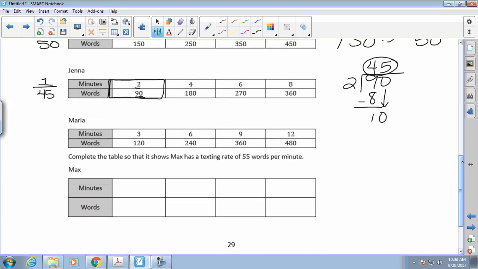All right, so Maria, we have 3 to 120. So we need to simplify that. Dylan, how would we simplify that? 1 to 40. 1 to 40, very good. So for 1 minute, she can text 40 words. Okay, so we have these 3 ratios.